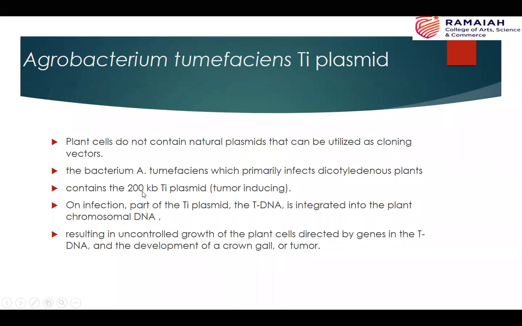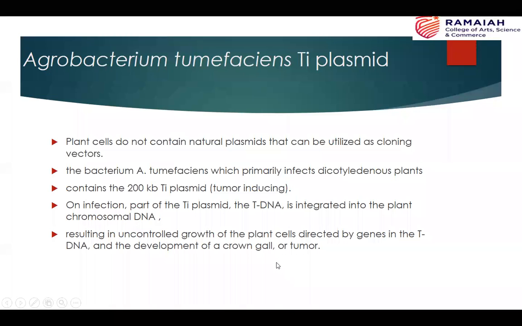So what happens when this bacterium infects the plants? The bacterium contains the Ti plasmid. The part of the Ti plasmid called T-DNA, please follow, is the part that has the property to get integrated with the plant chromosomal DNA. When the Ti plasmid T-DNA gets integrated with chromosomal DNA, what happens? It causes a disease called crown gall disease by developing tumors. I hope you are able to follow me.